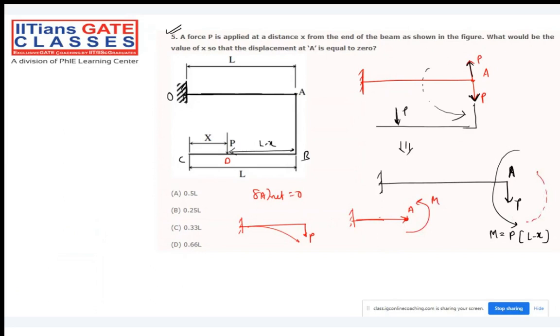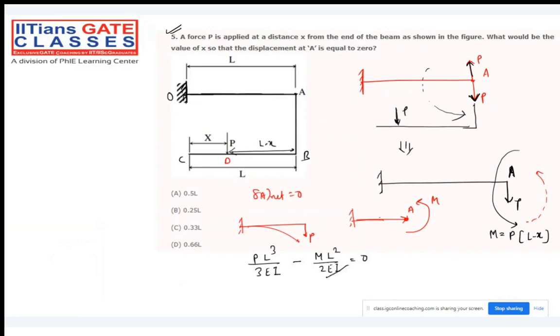What is the deflection because of P? Everyone knows that: PL cubed divided by 3EI, because of the cantilever, we have this standard case. And again, we have this standard case for this case also: minus M L square divided by 2EI. That is equal to 0. So now just equate that.